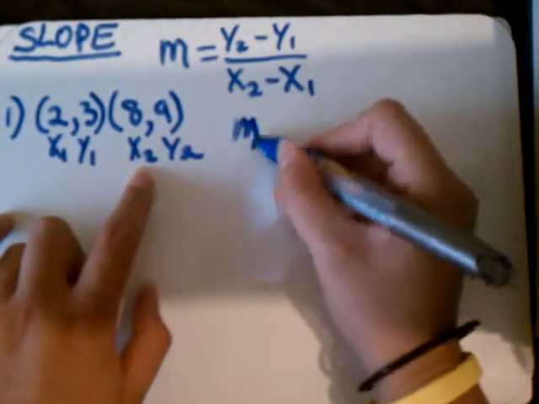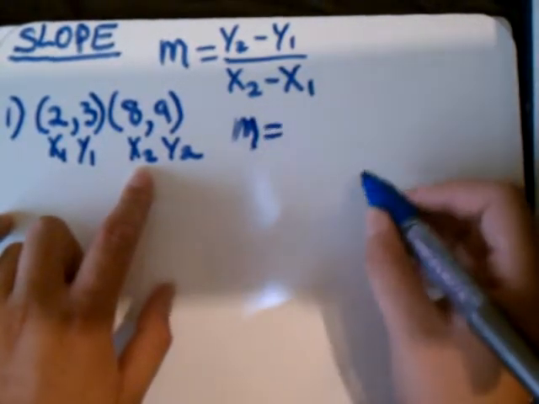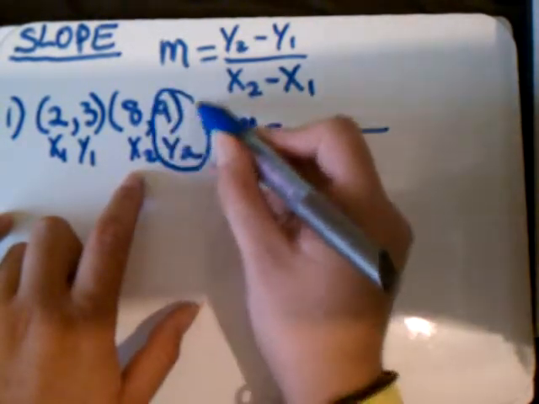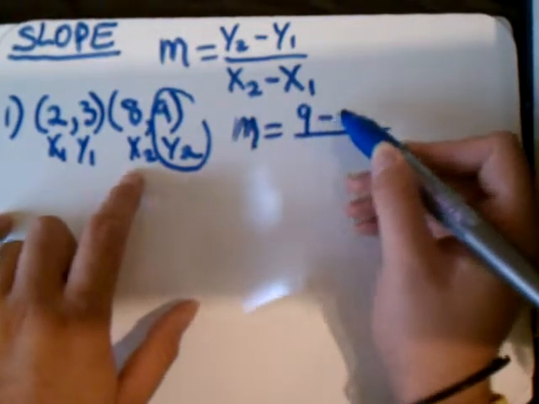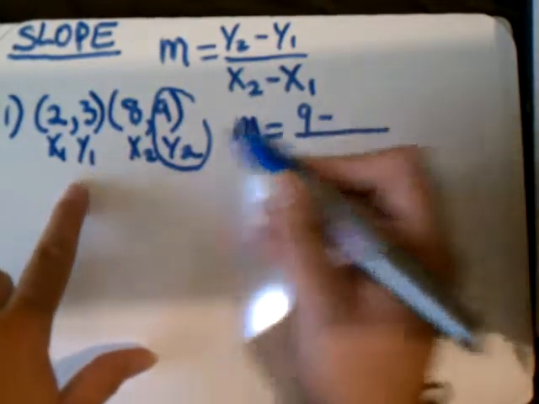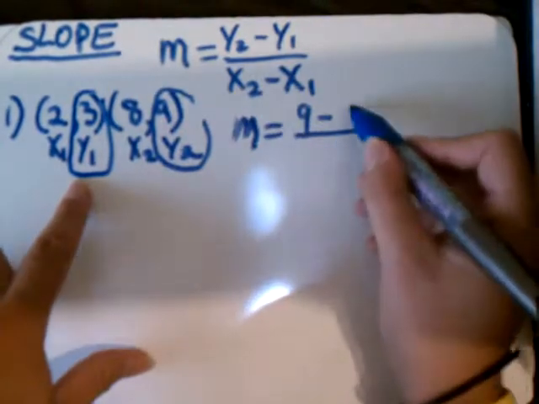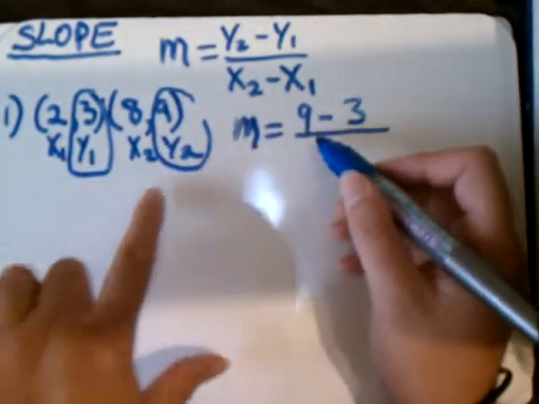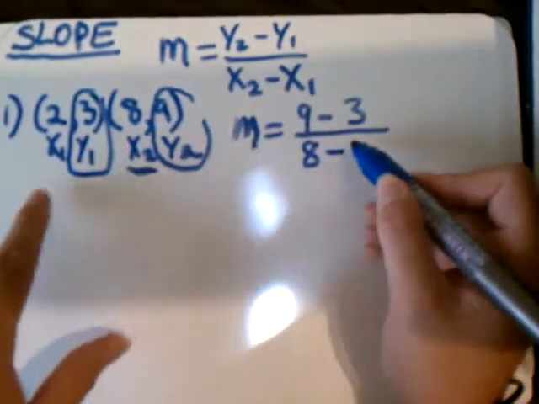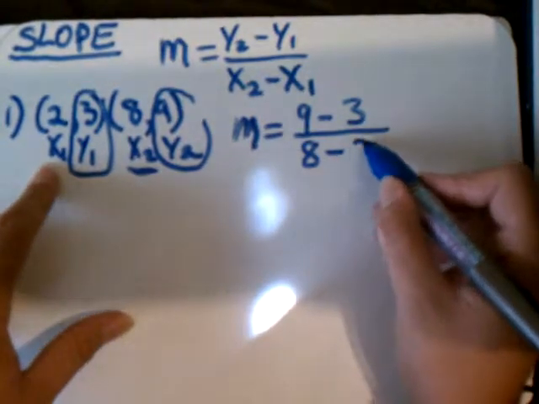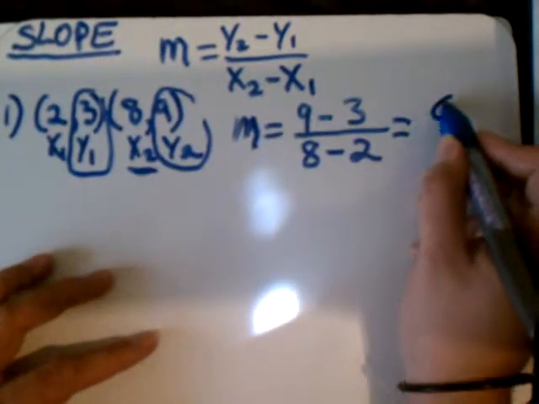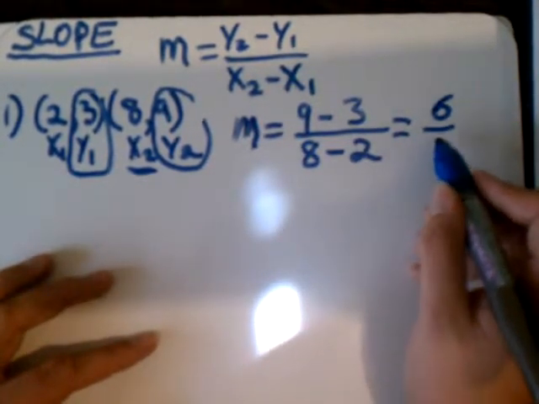So now, I'm going to write my formula. Instead of y2, I'm going to use 9 minus. Notice that the formula has a minus, so you put the minus and then you go to y1. In this case it is 3, so 9 minus 3 over x2, which is this one here, 8, minus my x1, which is 2. Okay? And now it's basic math. 9 minus 3 is 6, and 8 minus 2 is 6.